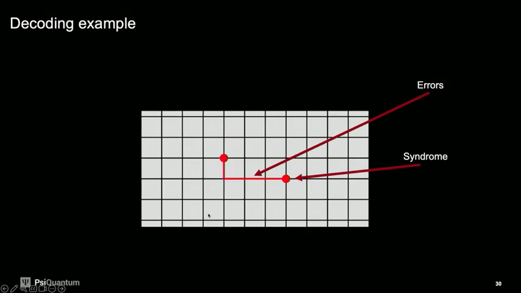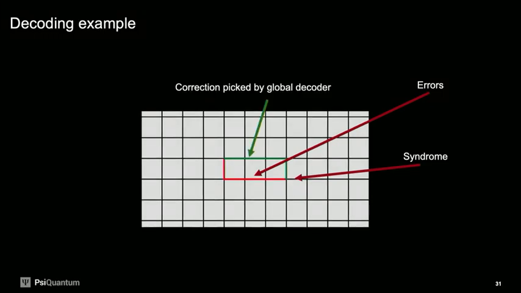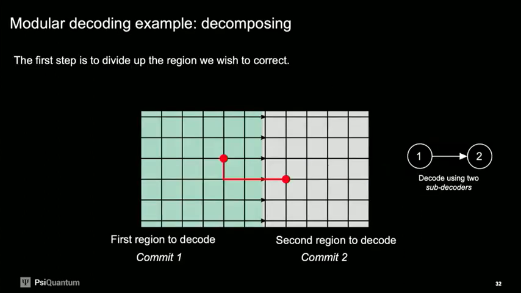Okay, and then let's take a look at this particular error. How would we decode this? If you're using a sound decoder, like a matcher, it would just try and pair up these syndromes like this. It's not exactly the error configuration, but it doesn't matter because the combined error plus recovery is a trivial error. But now let's look at the modular case.